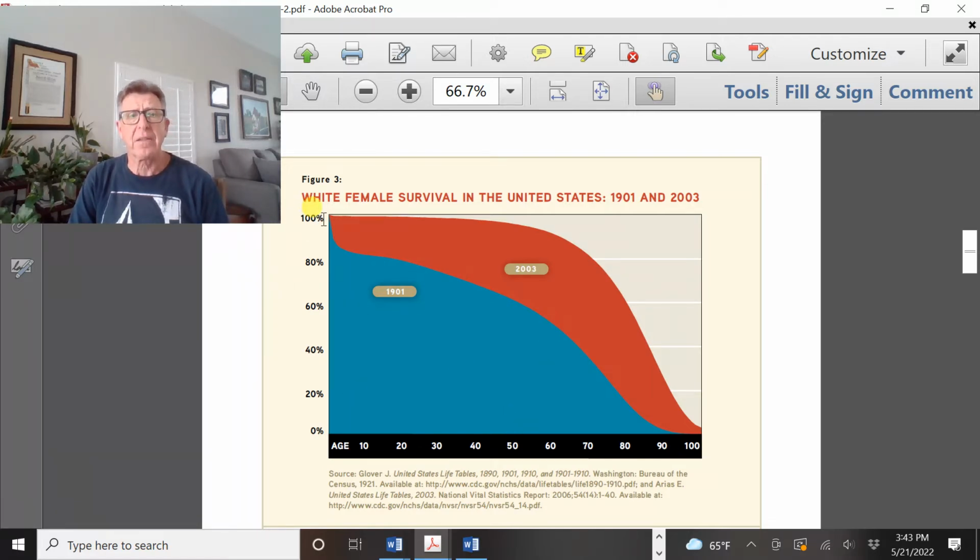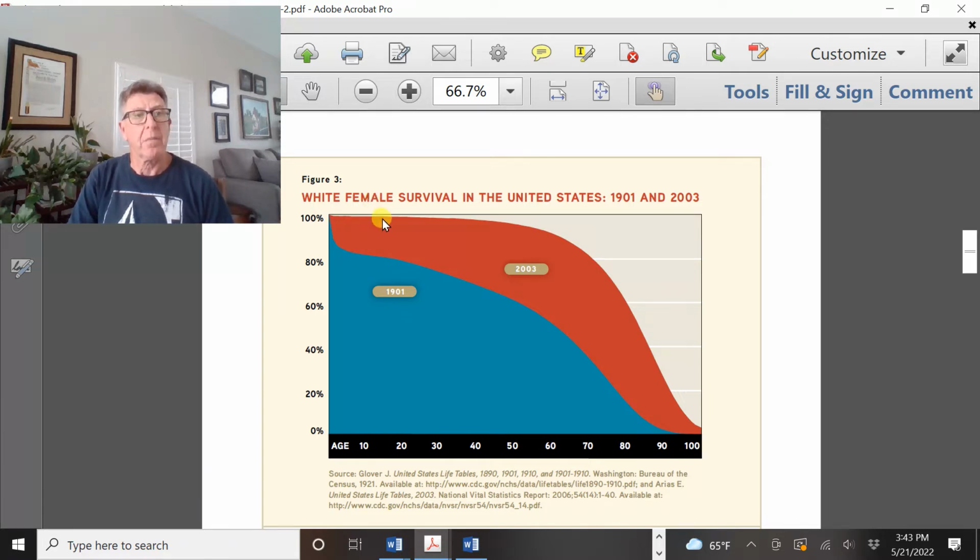The way you look at this, everybody that was born in 1901, or everybody that was born in 2003, we got 100% of us that were born, okay? How many of us lived to age 10? You see, back in the 1900s, there was a 20% hit that didn't even make it to age 10. Why? Because they got bacterial infections, viral infections, parasitic infections, stuff like that, okay?